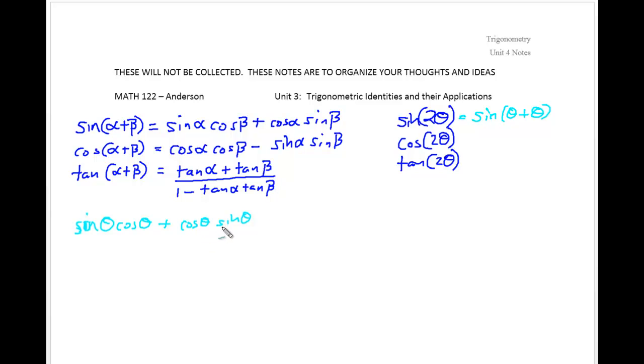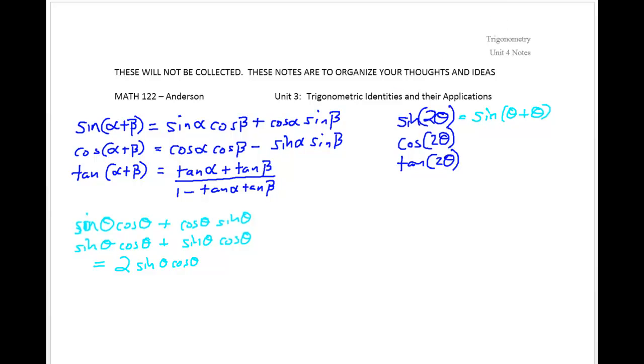Now, using the commutative property, I can rewrite the right side. Instead of writing it as cosine sine, I'm going to write it as sine cosine. So I now have sine theta cosine theta plus sine theta cosine theta, which simplifies to 2 sine theta cosine theta. So that is the equivalent expression. When you want to double an angle, you take twice the product of sine theta and cosine theta.